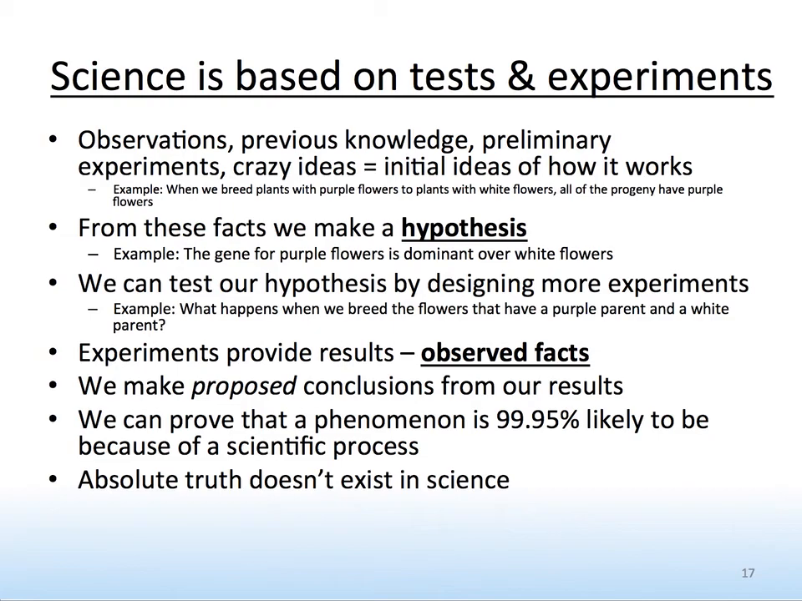Absolute truth does not exist in science. And that means that even though we can prove a phenomenon, and we can prove that it's 99.9999999% likely to be because of a scientific process that we proposed, it's never 100%. So you can be almost completely sure, but never 100% sure.